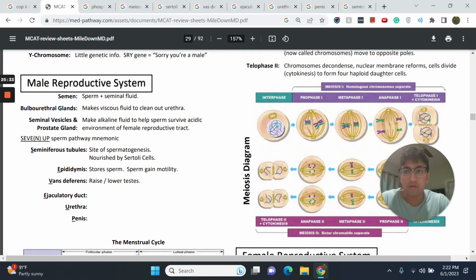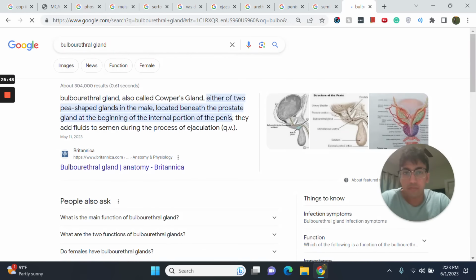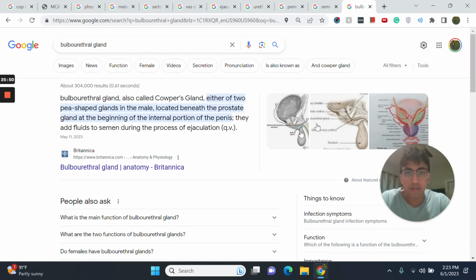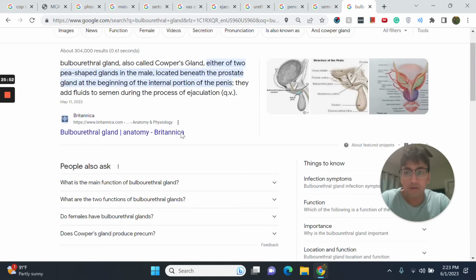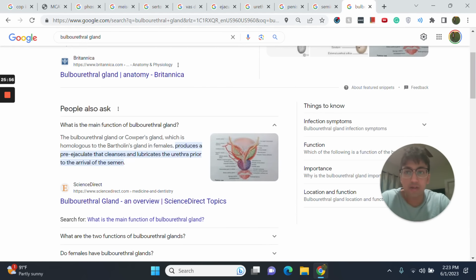Now the bulbourethral glands are something that helps make the liquid a little bit more viscous, and it helps clean out the urethra before the sperm get there. So if you want to see a picture, I hope YouTube doesn't take me down for this. But essentially the bulbourethral gland helps produce a pre-ejaculate that cleanses and lubricates the urethra before the semen arrives.